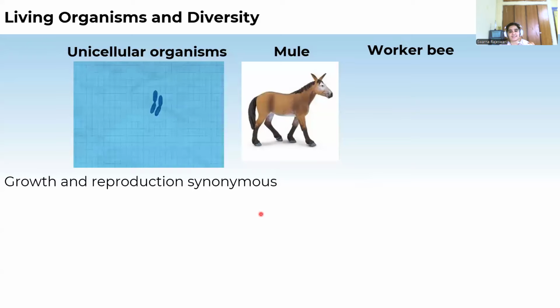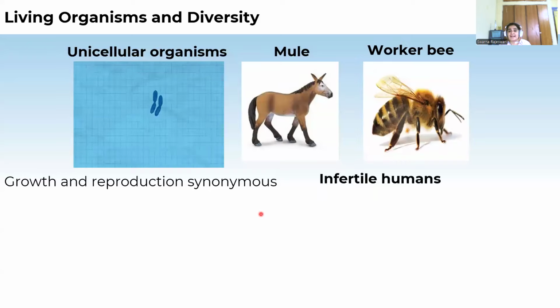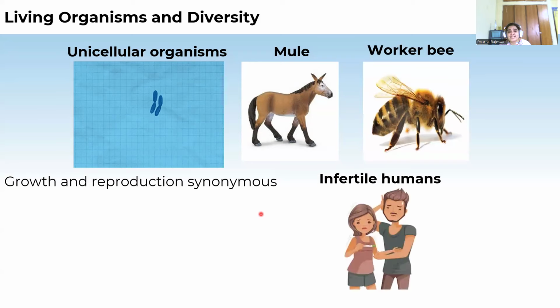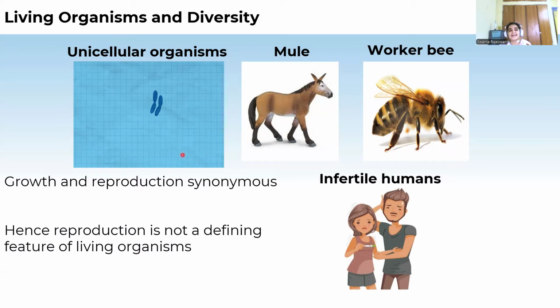For example, a mule, or a worker bee, and infertile human beings, all these are sterile organisms, means they can't produce their progeny. But aren't they having life? They are having life. So we can say that reproduction is also not a completely defining character of a living organism.